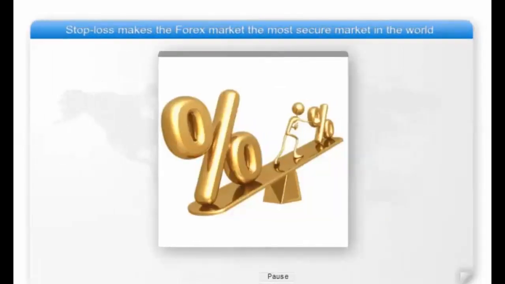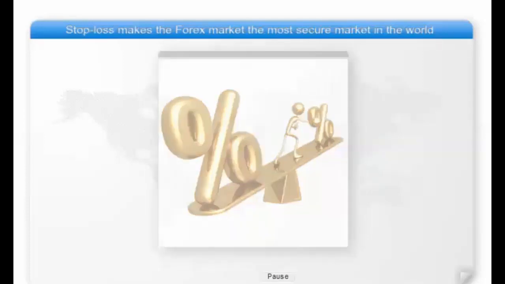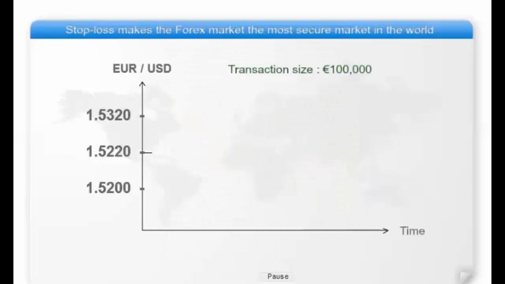Stop loss makes the Forex market the most secure market in the world. Let's assume that the exchange rate is 1.5220 and you think the rate will rise to 1.5320. If you want to gain 1,000 US dollars through a transaction of 100,000 euros but are not prepared to take the risk of more than $200, what are you going to do? Well, you pick up the phone and call the broker and request to buy me 100,000 euros and place a stop-loss order at an exchange rate of 1.5200, 20 pips below the entry rate.